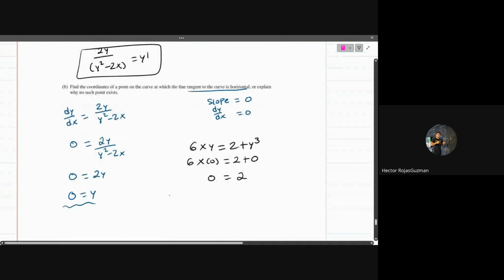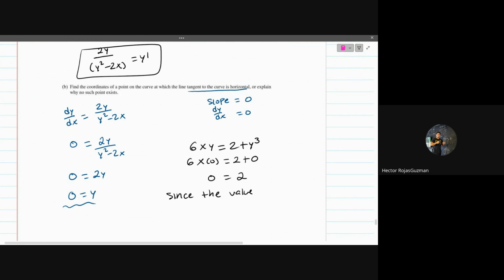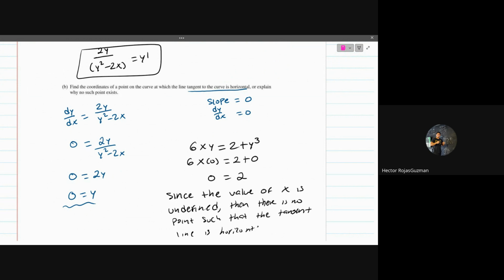So, since the value of x is undefined, then there is no point such that the tangent line is horizontal. Okay, so it's right here, undefined.